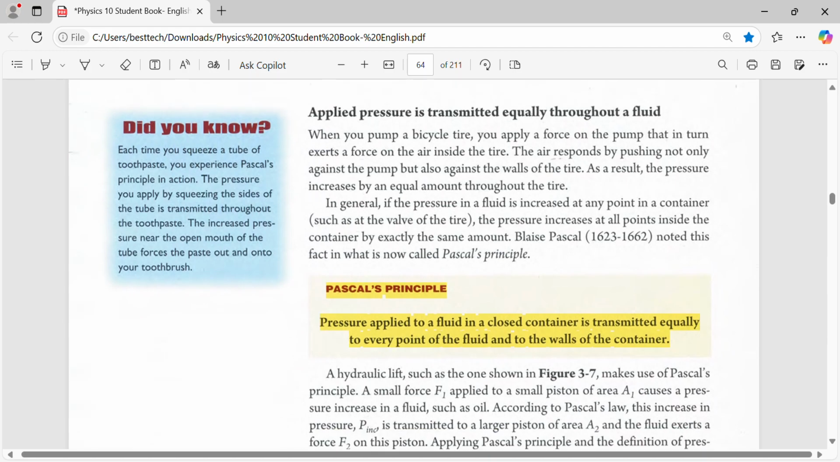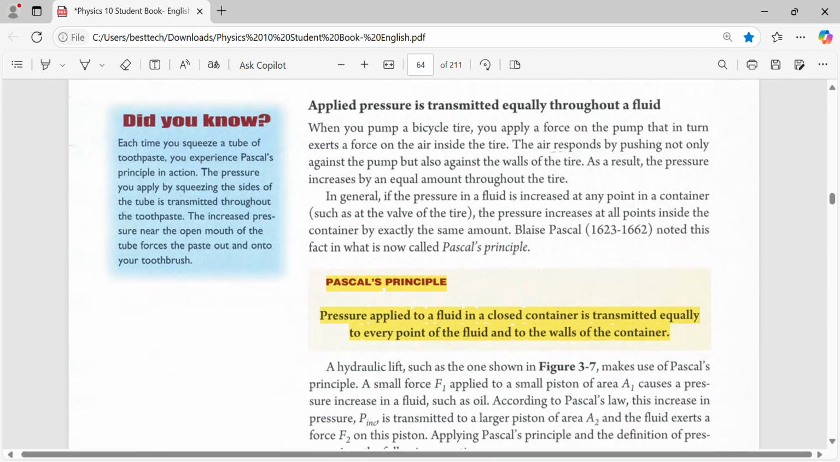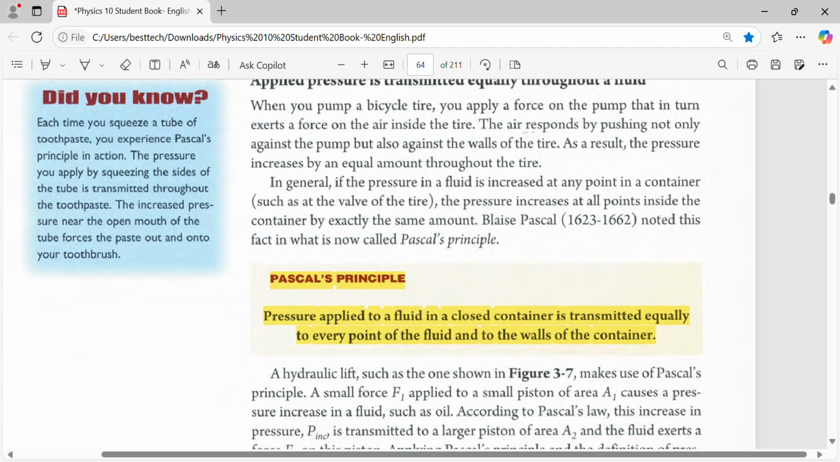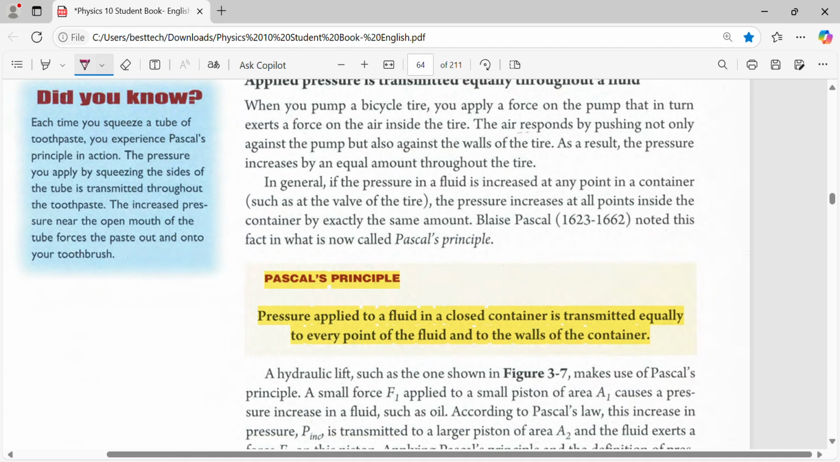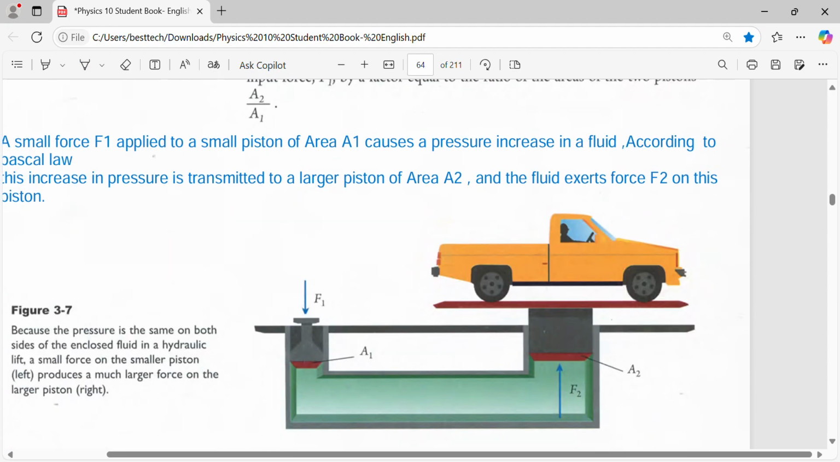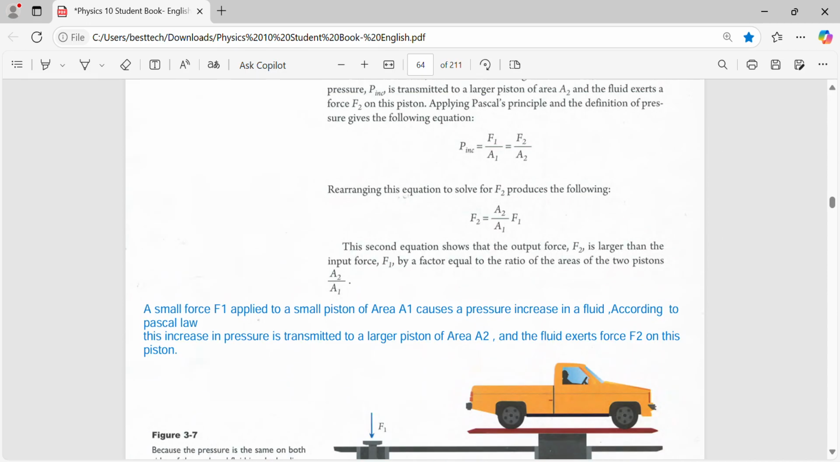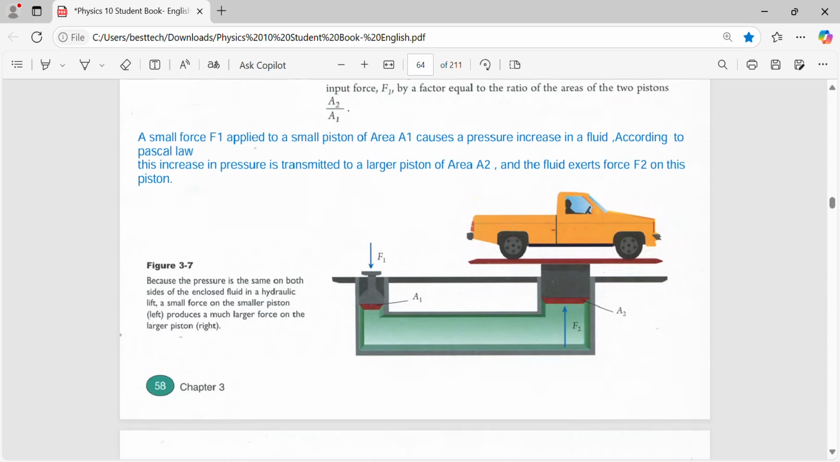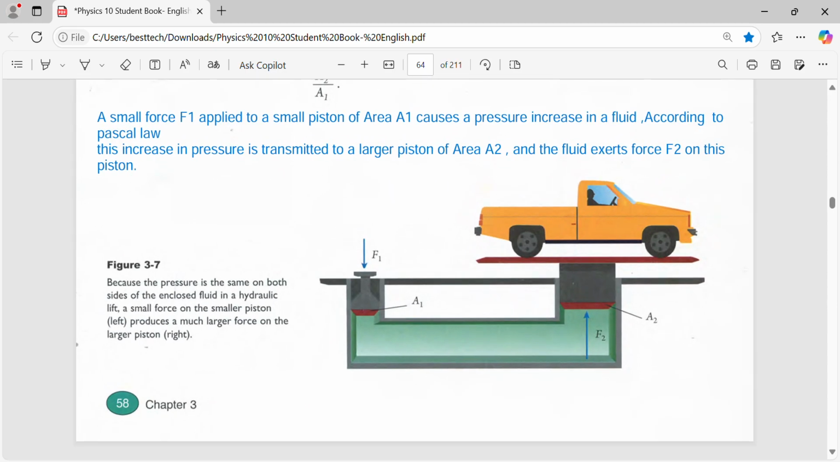Guys, we have another topic. It's called Pascal's principle. It says that pressure applied to a fluid in a closed container is transmitted equally to every point of the fluid and to the walls of the container. You will understand this well, but let me explain this picture. You can understand all of it, because you have to apply Pascal's principle on this picture, this device.